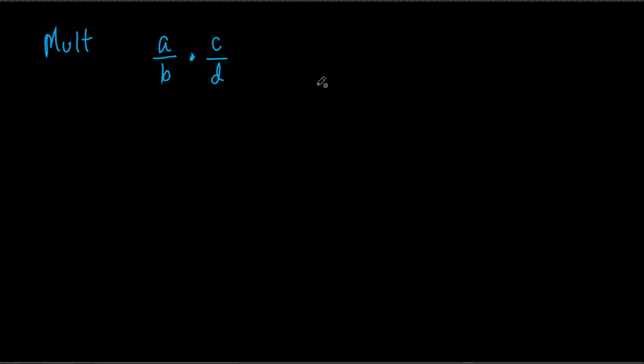With multiplication, you don't have to find a common denominator. That's the nice thing about this. What can you do? Just multiply straight across, right? That's all you got to do. So what's A times C? AC. And then the bottom, BD. Boom, you're done. That's all you got to do. Pretty easy, huh? Yep. Let's do an example.